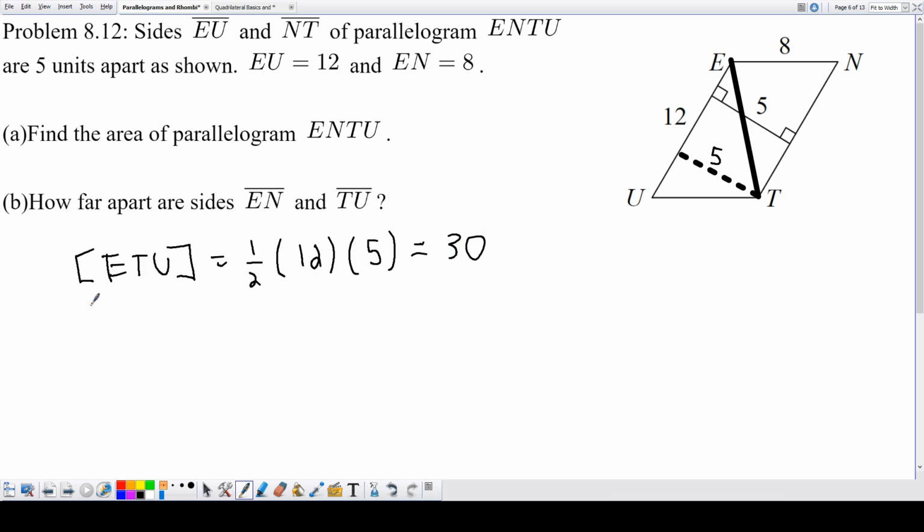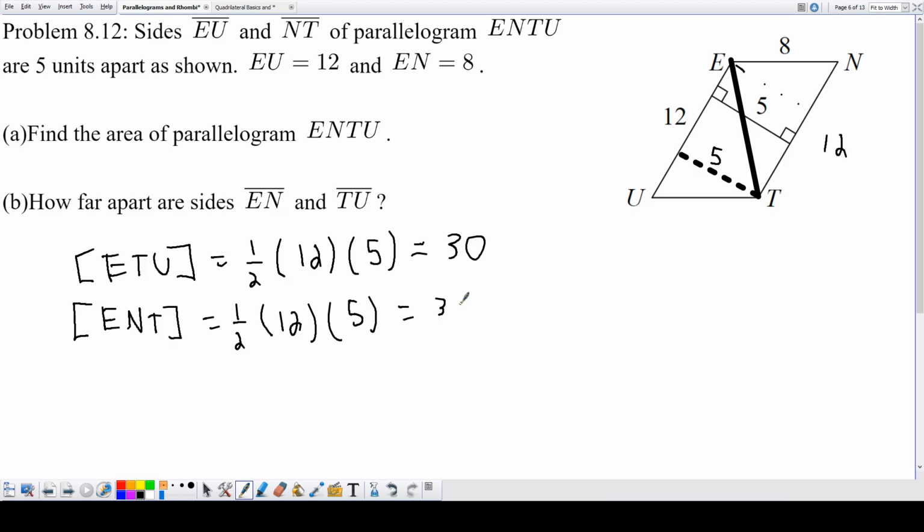So let's find the area of our other triangle, ENT. Well, that's 1/2. Now, if I really think about it, I know that NT, since we have a parallelogram, opposite sides are the same, so NT is 12. And I can say NT is my base. And then my height must be 5, because it's that same logic we just used earlier. And it ends up being the same, 30. So the area of ENTU is 30 and 30, which is 60.